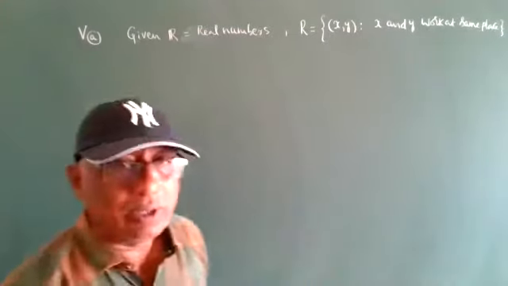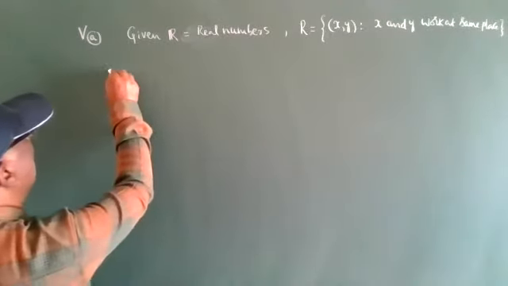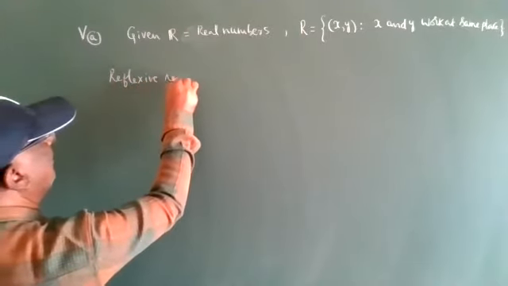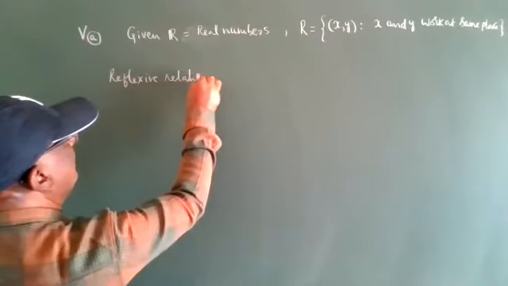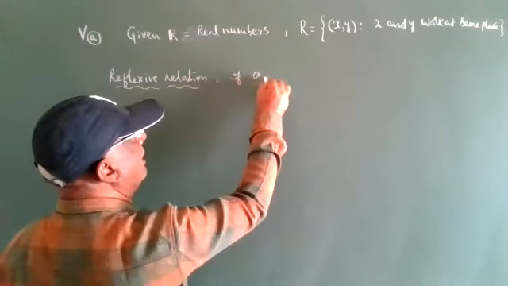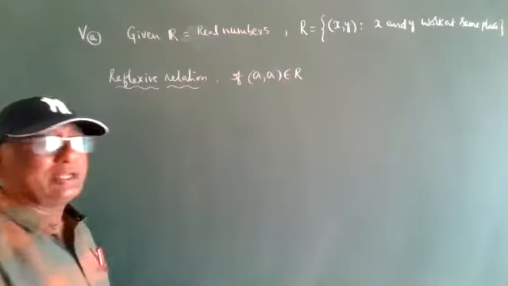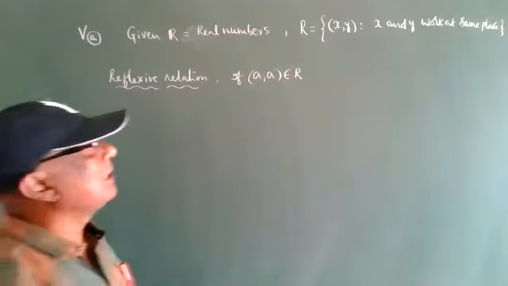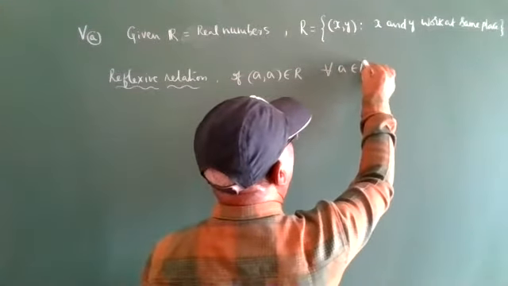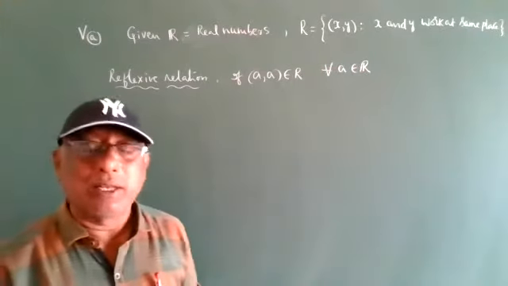Everyone see, I am going to represent first the reflexive relation. Now write down the definition. A reflexive relation means: if (a, a) belongs to the relation for every element a in the real numbers, the double arrow R.